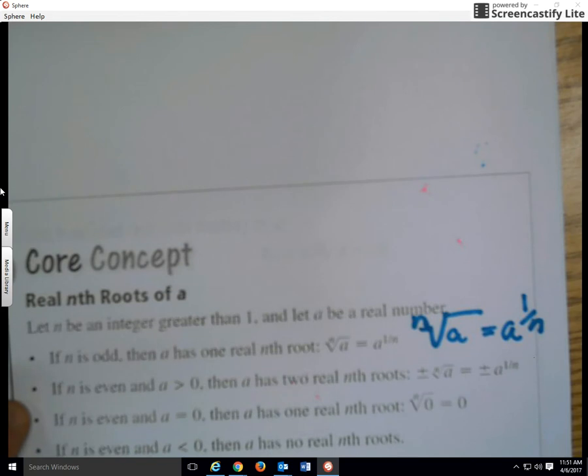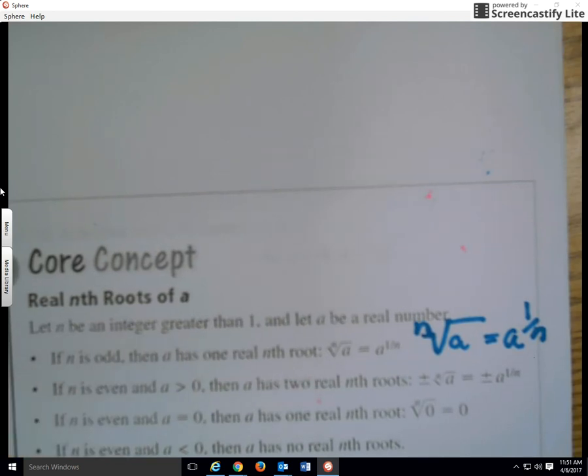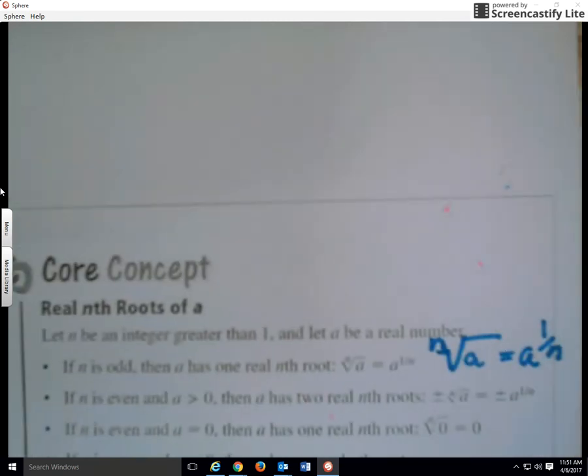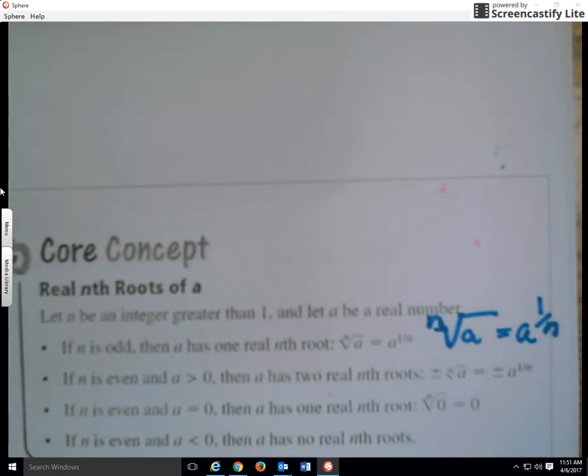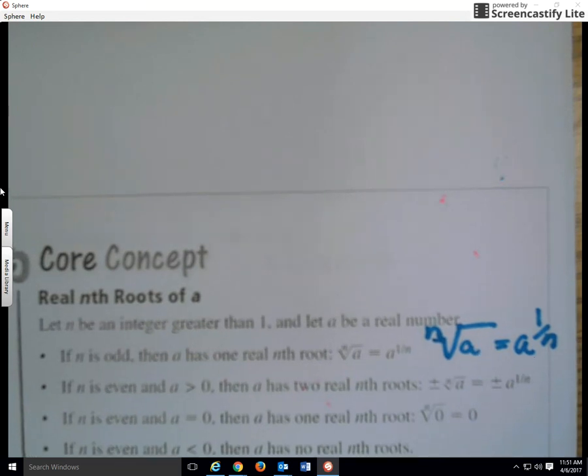It says if n is even and a is greater than 0, then a has 2 real nth roots. So let's see if we can find an example of that. Oh, sorry. I skipped one, didn't I? If n is odd, then a has 1 real nth root. So let's do that first.